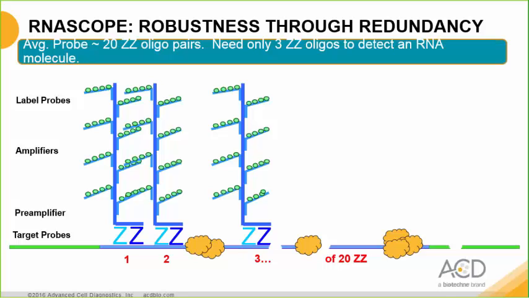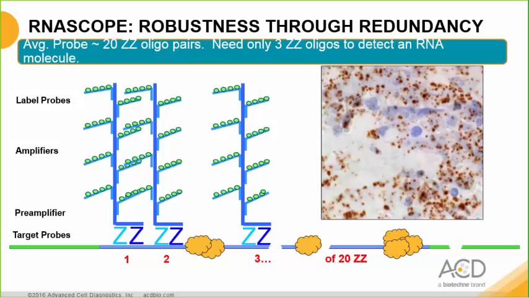It has been shown that binding of only 3 of 20 double Z probes to target RNA is necessary for the detection of a single RNA molecule, such that employment of a 20 ZZ probe pool provides robustness against partial target RNA accessibility or degradation, which would be encountered with formalin-fixed paraffin-embedded tissue and with targets with bound proteins as seen in this diagram.